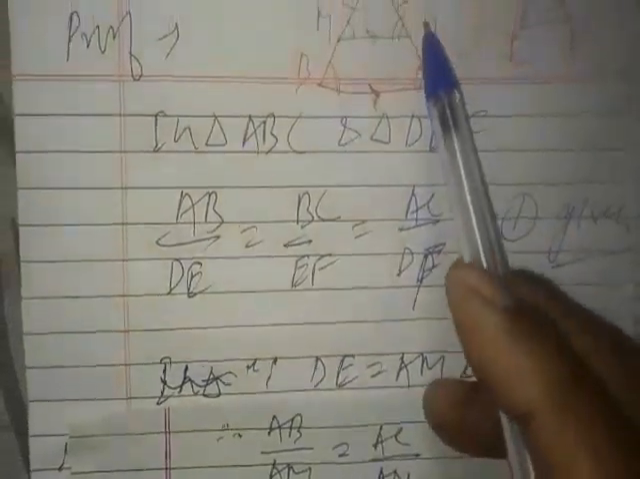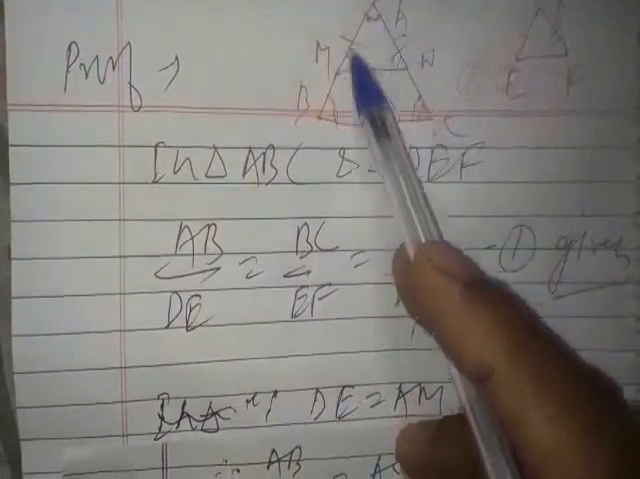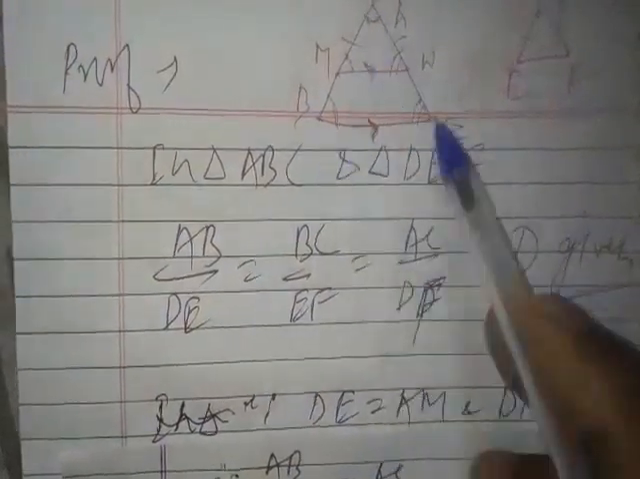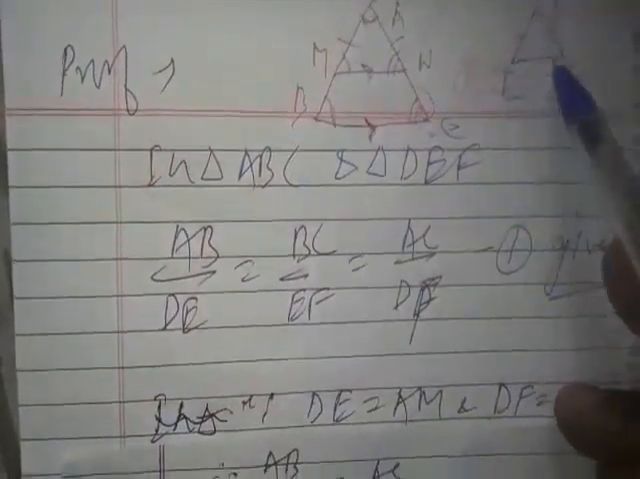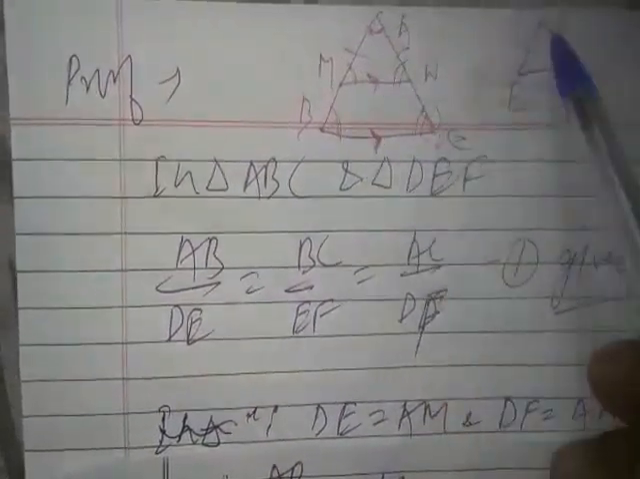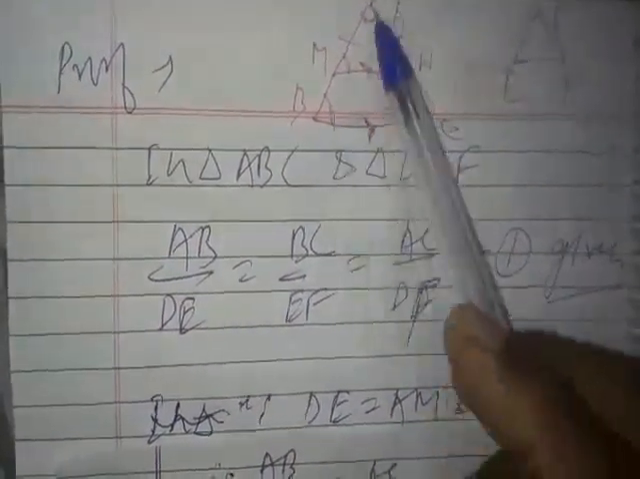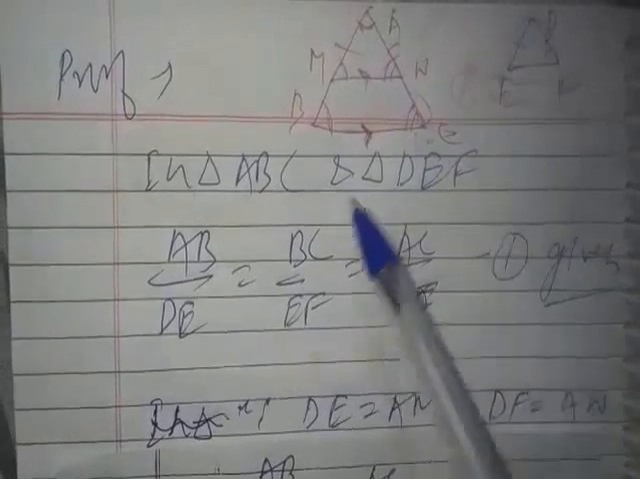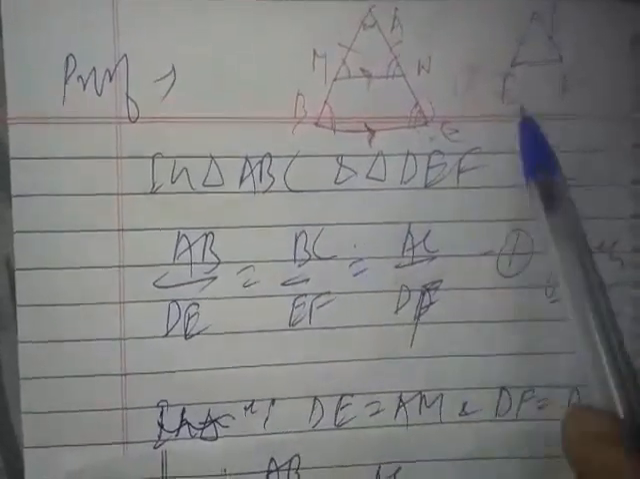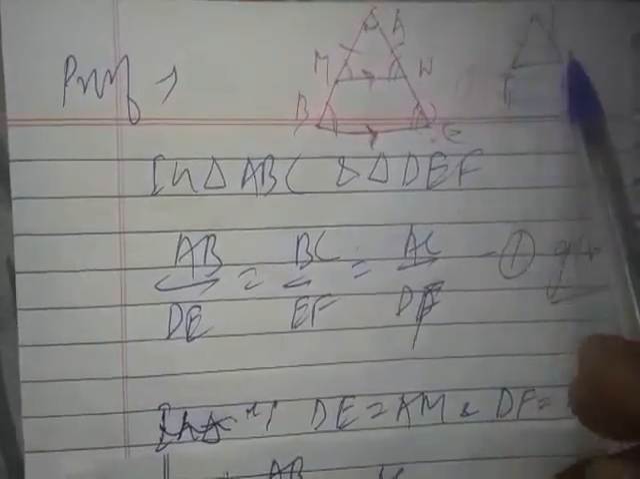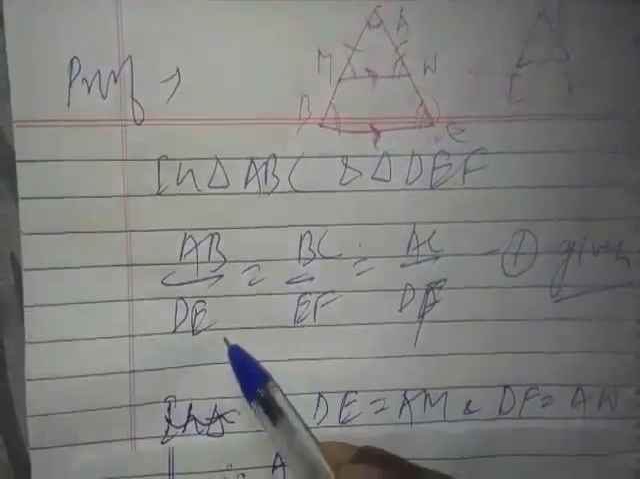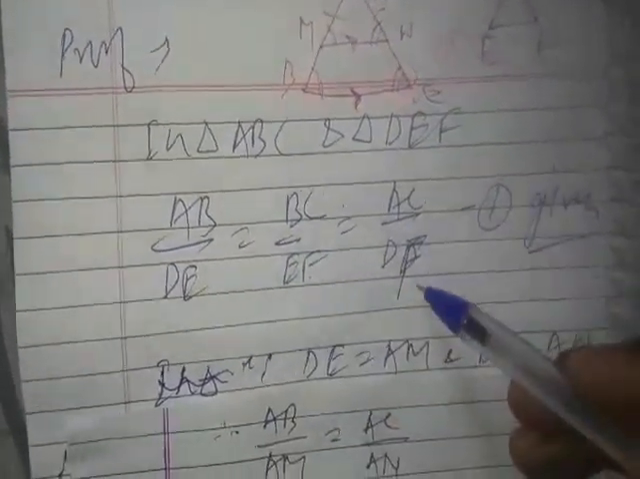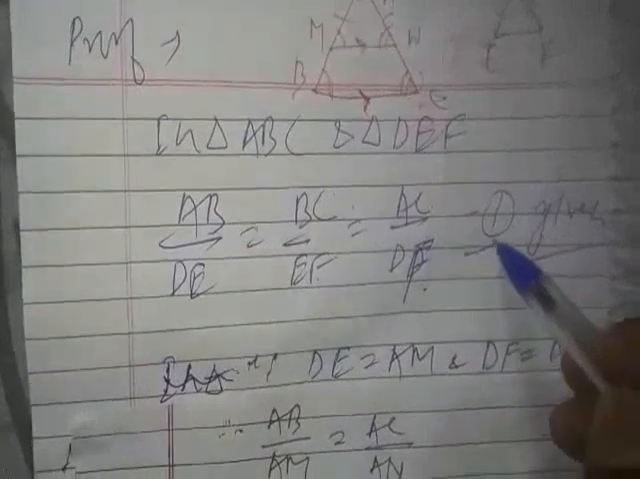Now to prove it, we have triangle ABC and triangle DEF in which the ratio of the sides are equal. The ratio of all the three sides of one triangle ABC are correspondingly equal to the three sides of another triangle. That is, AB by DE is equal to BC by EF is equal to AC by DF. It is equation number 1.